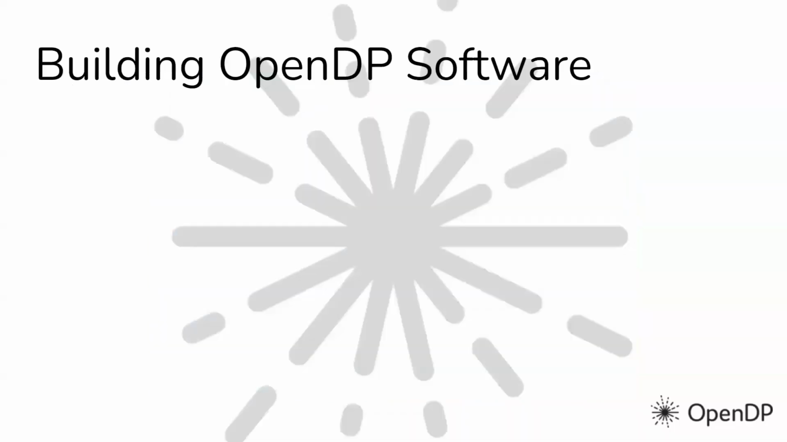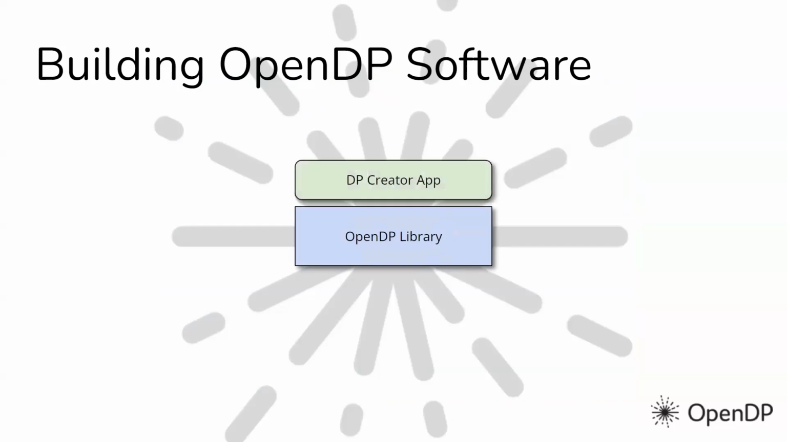So we're building an OpenDP software ecosystem. I'm talking about the library today in particular. There's much more beyond just the library, as we've been talking about today. DP Creator is another application that is built on top of the library and makes it possible for you to set up a server and a website where people can submit queries about a data set.